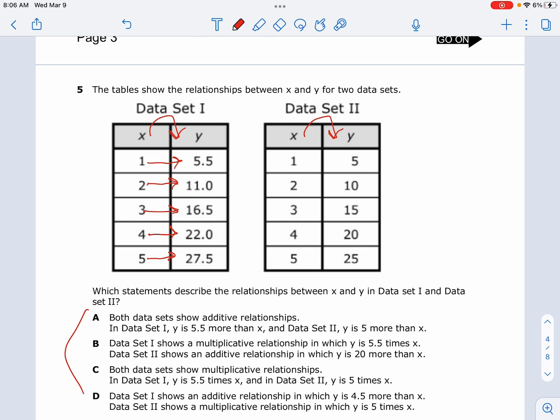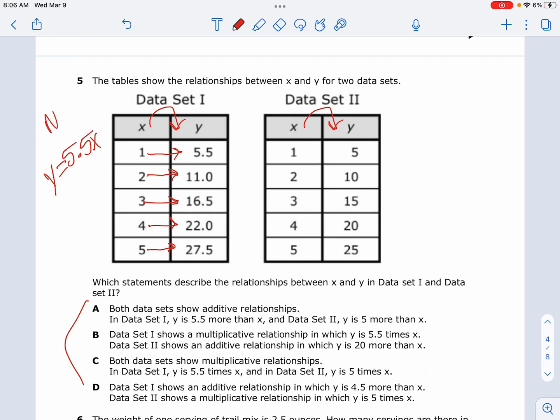Well, am I adding by 4.5? If I do 2 plus 4.5, I get 6.5. So I know I'm not adding. So let's try to multiply. Well, 1 times 5.5 is 5.5. 2 times 5.5 is 11. So that looks like I'm multiplying. So my equation would be y equals 5.5 times x. Okay, let's look at the next one. So this would be a multiplicative.